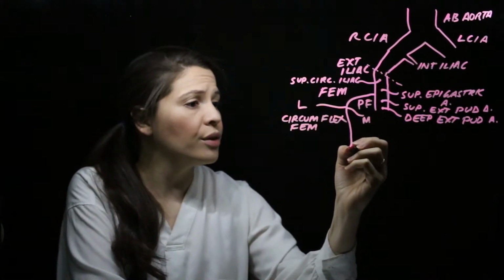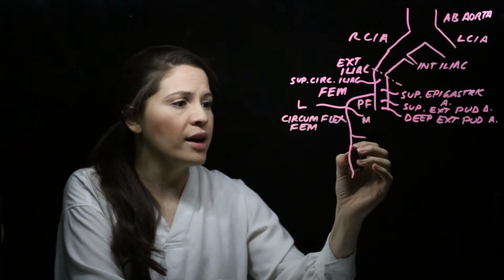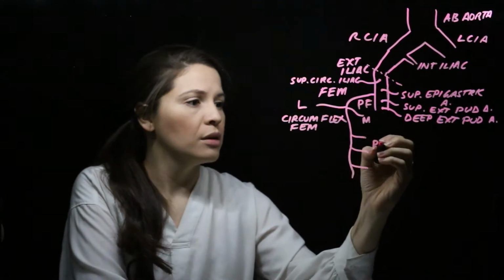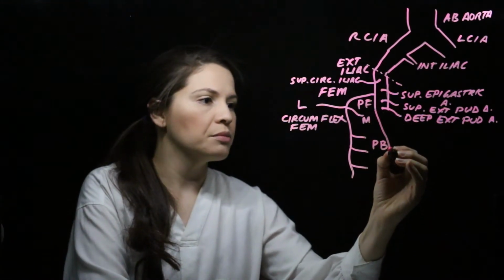Okay, then we follow the profunda femoris down. It's going to give off some perforating branches, which will wrap around the femur. So let's follow the femoral artery down. Oh, to go around that.